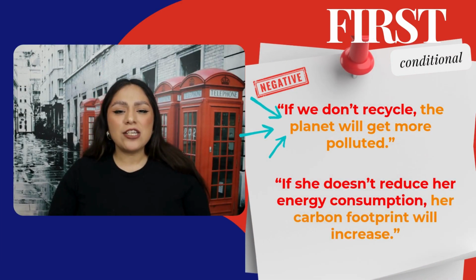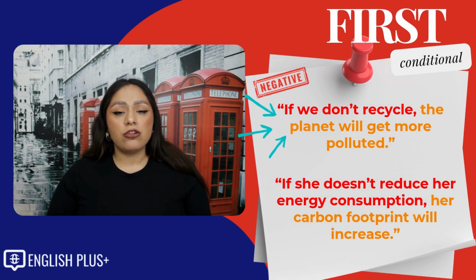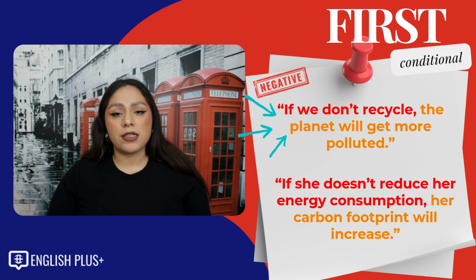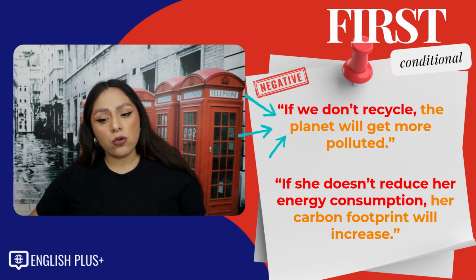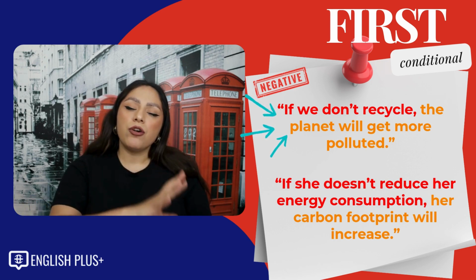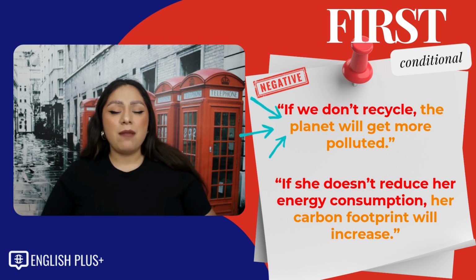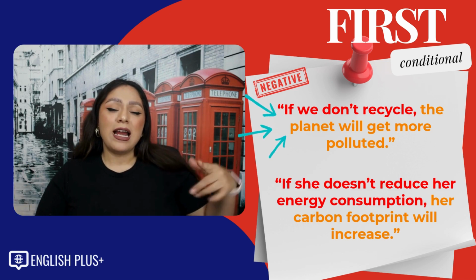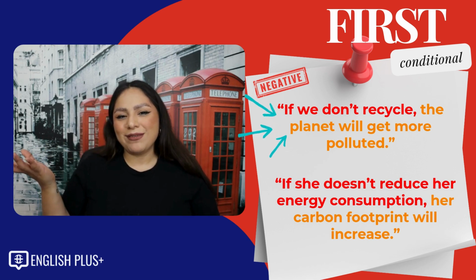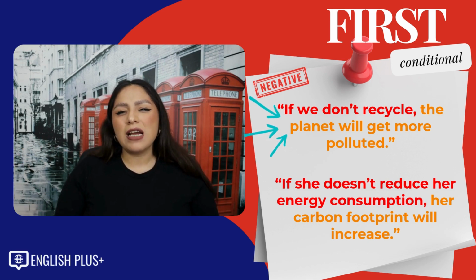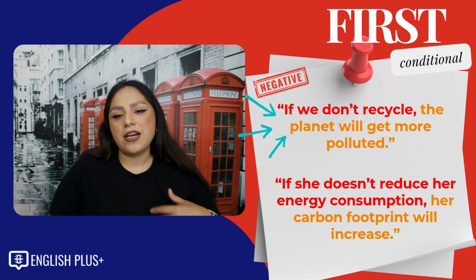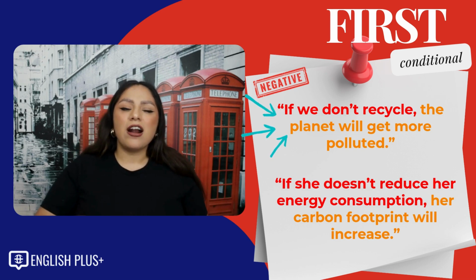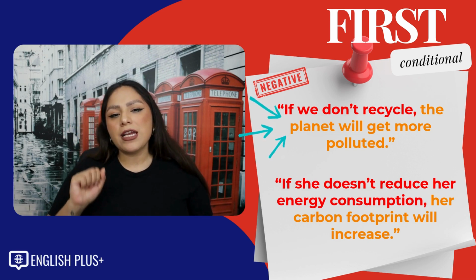If you pay attention in the previous examples, the condition is expressed in the simple present form. It's time to express negative ideas. Look at the example. If we don't recycle, the planet will get more polluted. So I am expressing my negative condition and the possible result in the future. Look at the second example. If she doesn't reduce her energy consumption, her carbon footprint will increase.